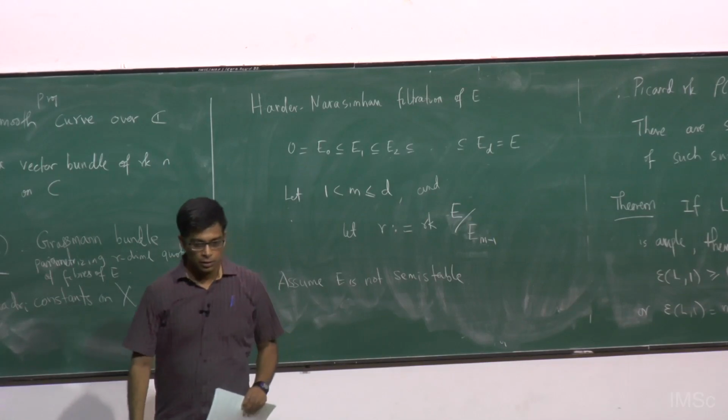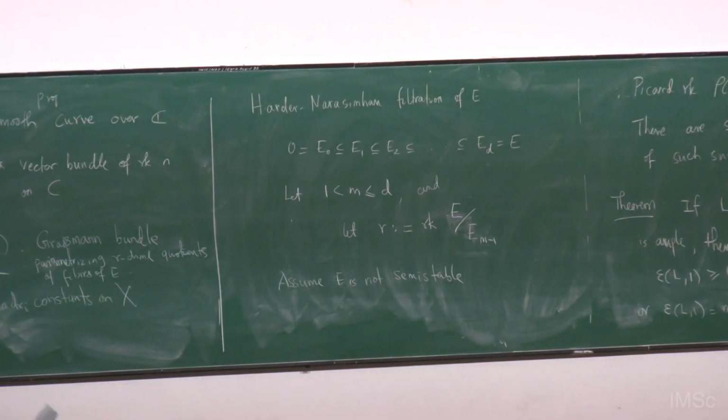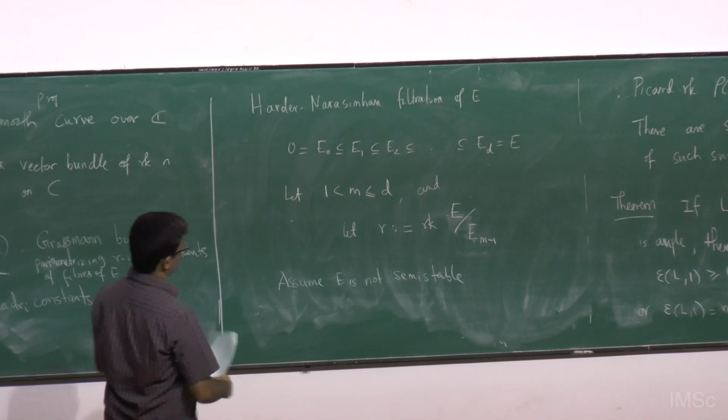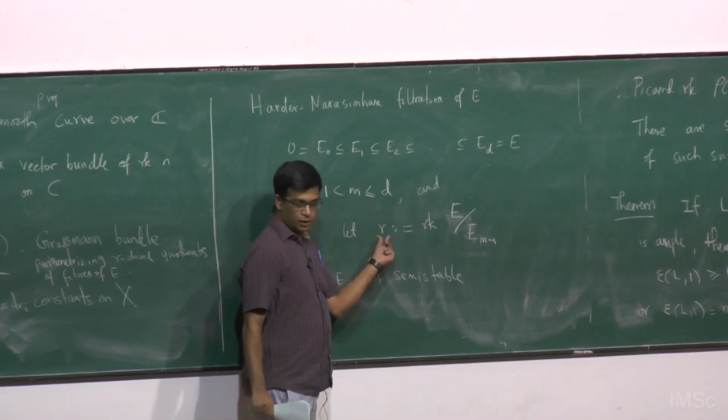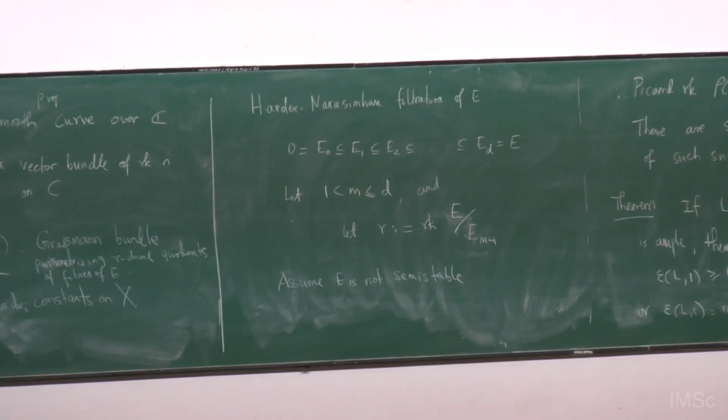No, that we are not assuming. So look at the Grassmann bundle for this R. So that is the variety that we consider.